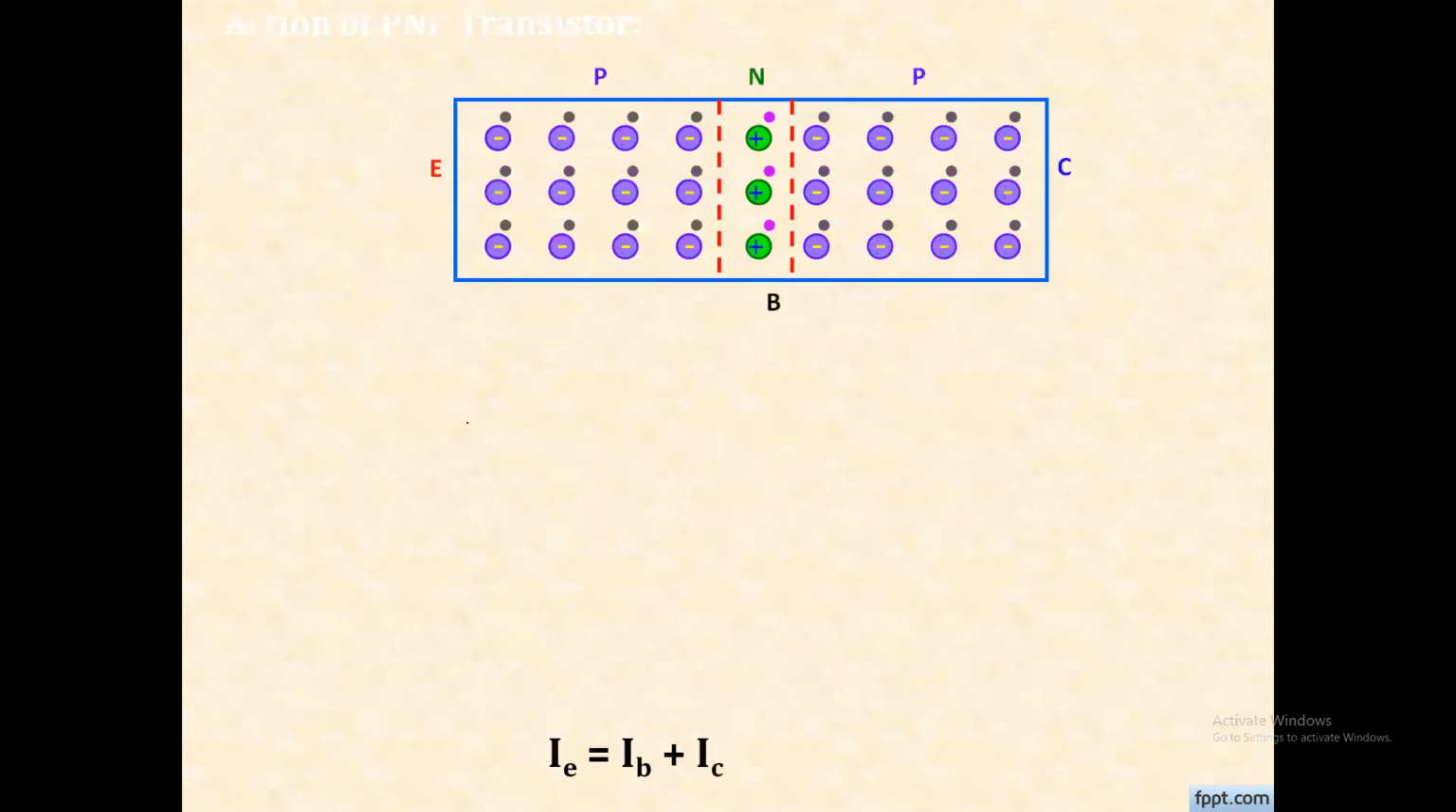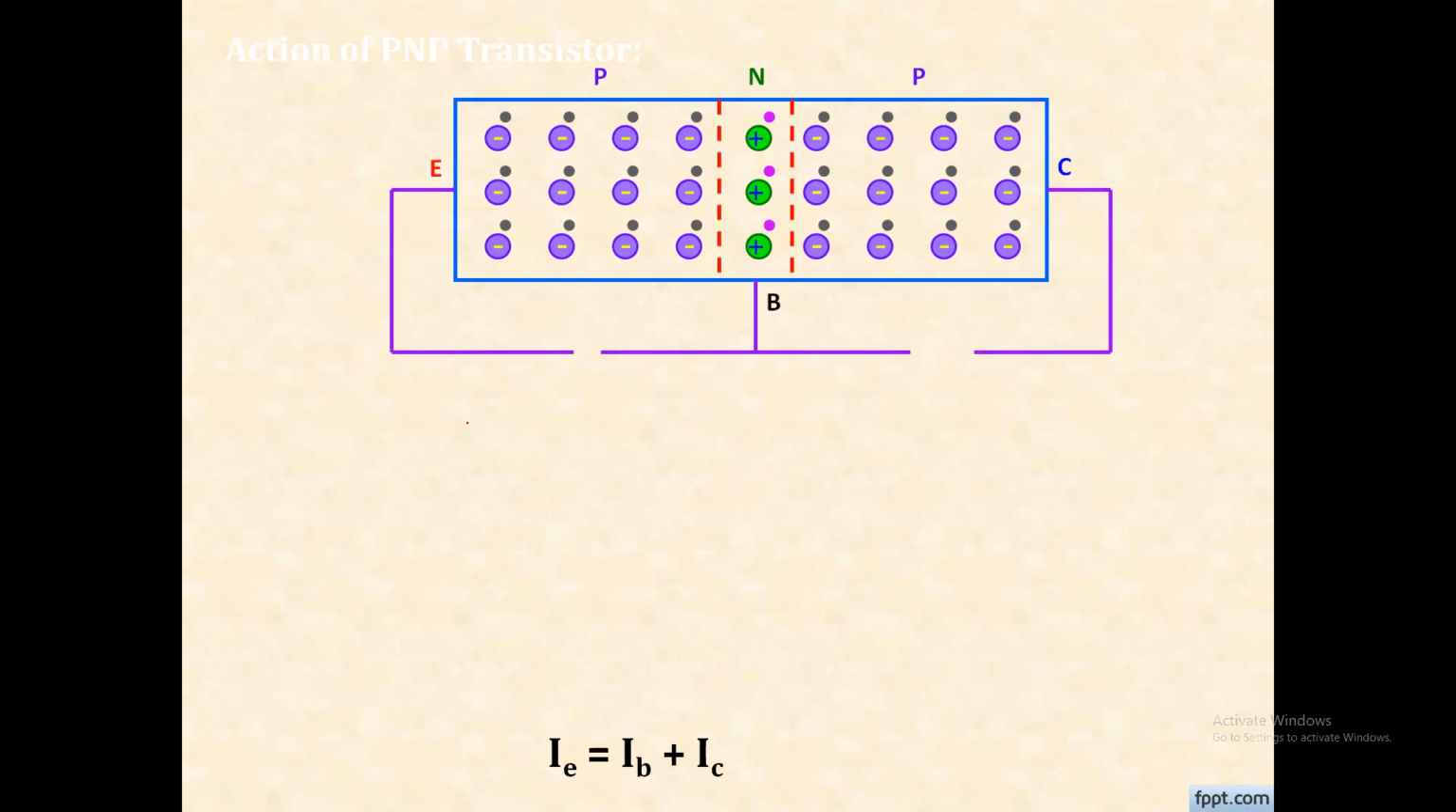Now see the PNP type of transistor. Here I have taken the PNP type of transistor. As you know that we have to operate the transistor in the active region, so the emitter to base junction is always connected in forward bias. Now this emitter and this base we have to connect in forward bias.